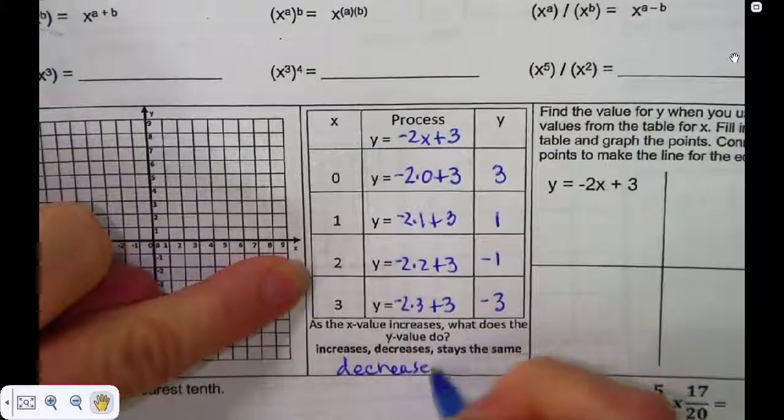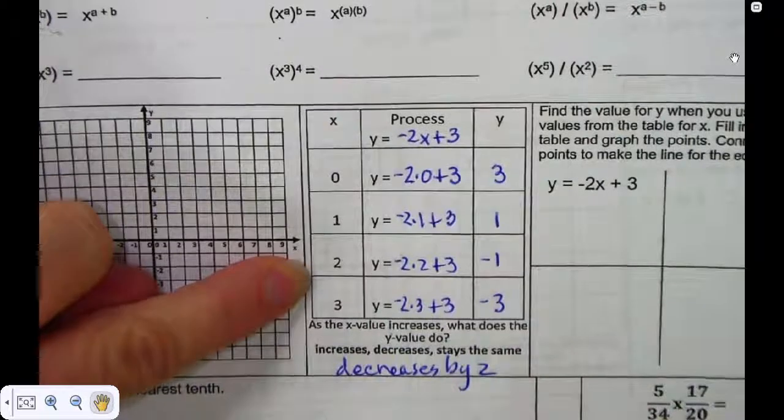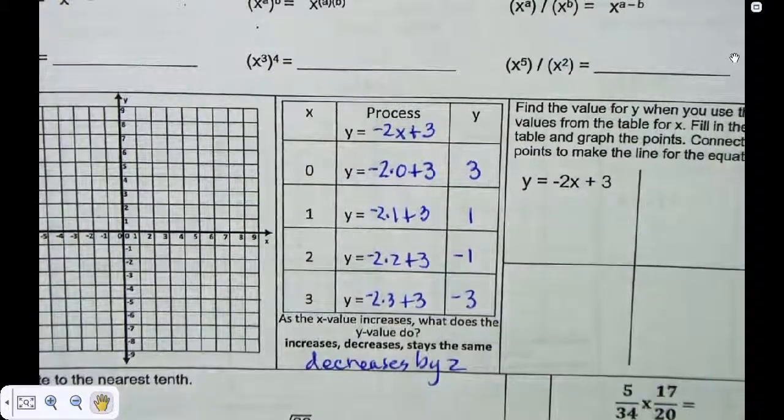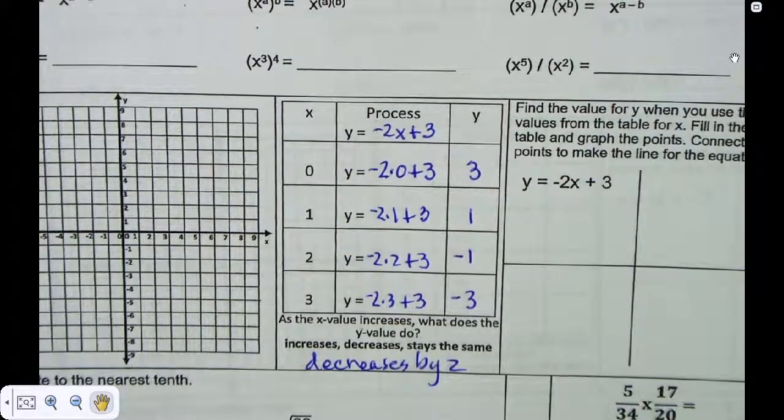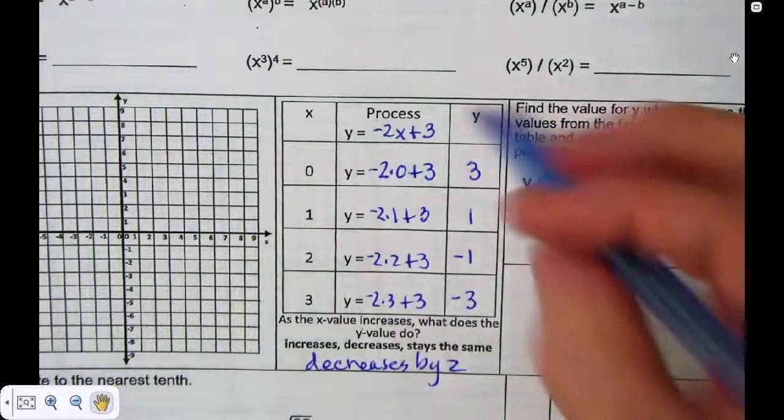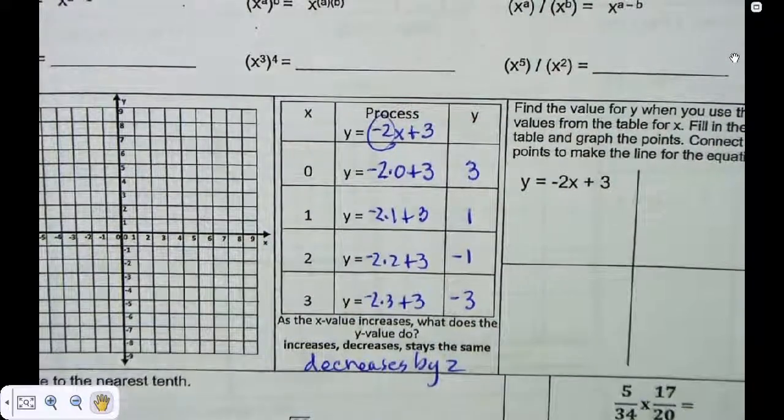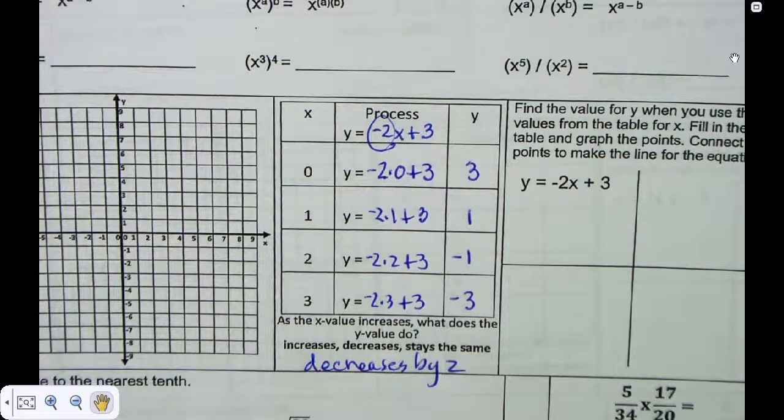Decreases by 2. Why does it decrease by 2? How did I already know before I started it was going to decrease by 2? Because the negative 2 right there is the rate of change or the slope. But I need somebody to answer me this. And I need everybody thinking.